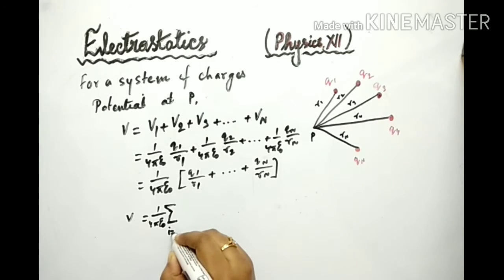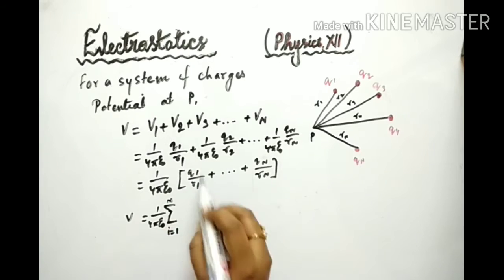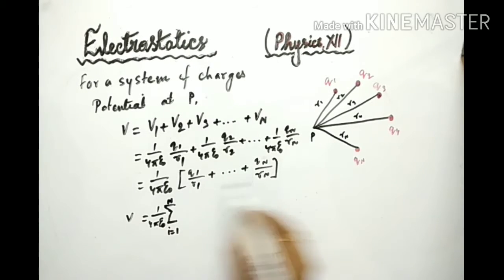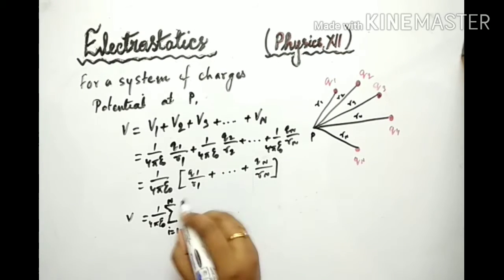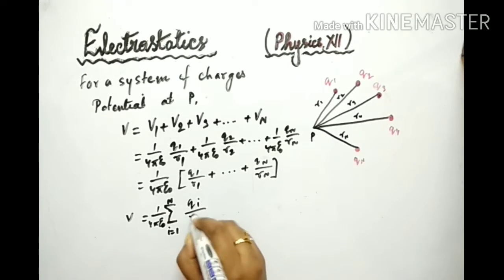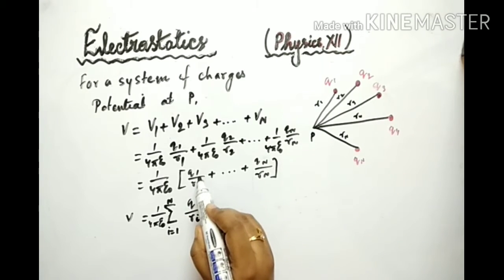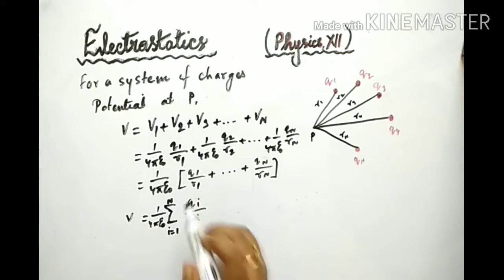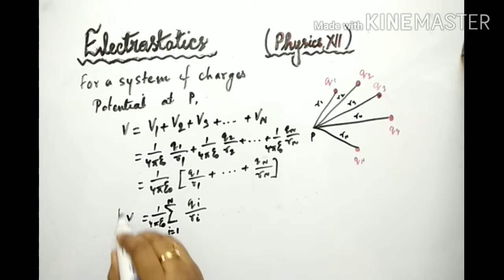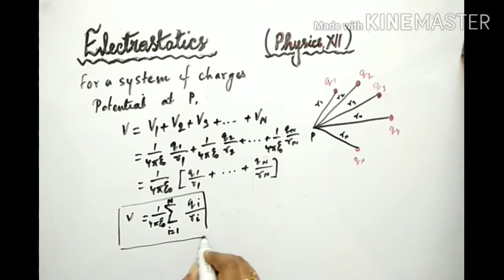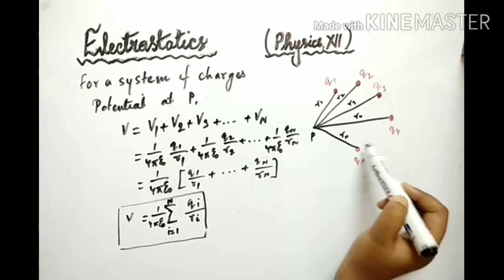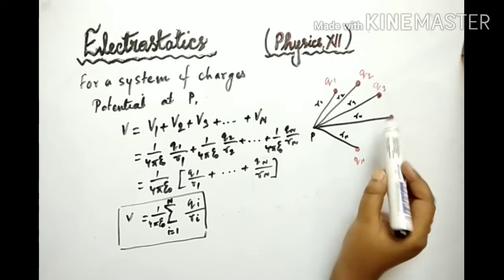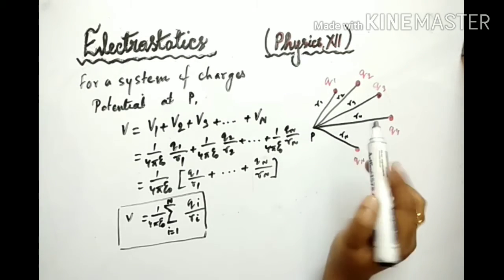So let us take a variable i equals 1 to n, since it starts from 1 and since there are n number of charges, we have taken i equals 1 to n. Then here we can write Qi by Ri, where i denotes the numbers 1, 2, 3, 4 till n, and so we can write it in this form. This is the resultant potential for a system of charges, where the charges are discrete. You can distinguish all the charges.